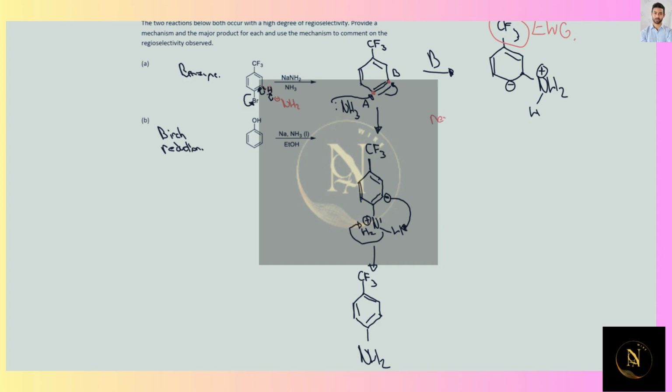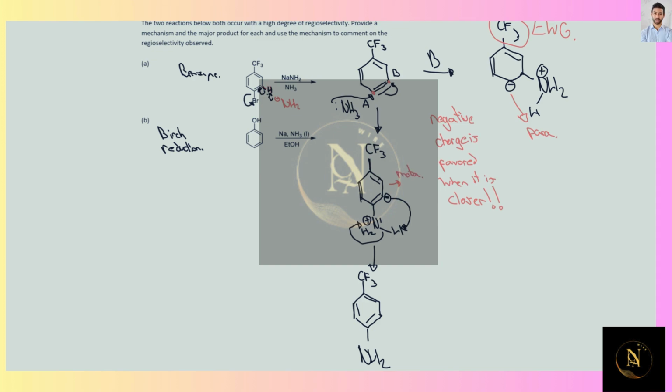the negative charge is favored when it is closer. So over here, as you can see, the negative charge is going to be on the para position with respect to the electron withdrawing group, and on this route, it is going to be on the meta position.